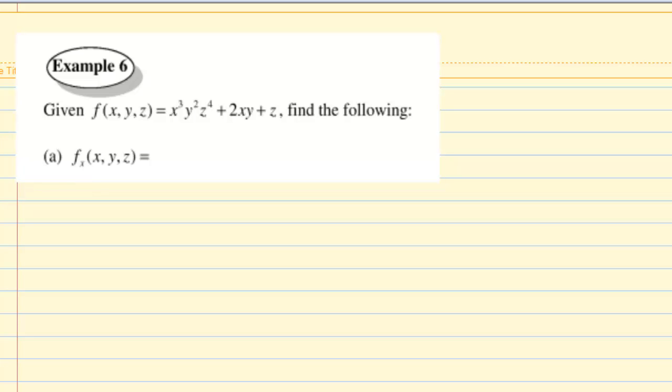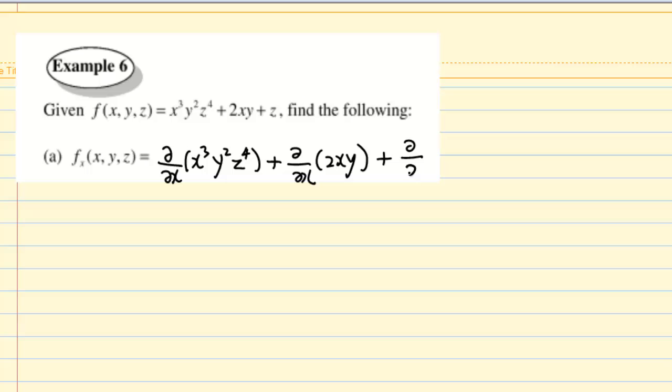Since the function f has three terms, this is equal to partial differentiation with respect to x applied to x cubed y squared z power 4, plus the partial differentiation with respect to x of 2xy, plus the partial differentiation with respect to x of z. Remember, when you do the partial differentiation with respect to x, you treat the other independent variables as constant. That means you treat y, z as constant.